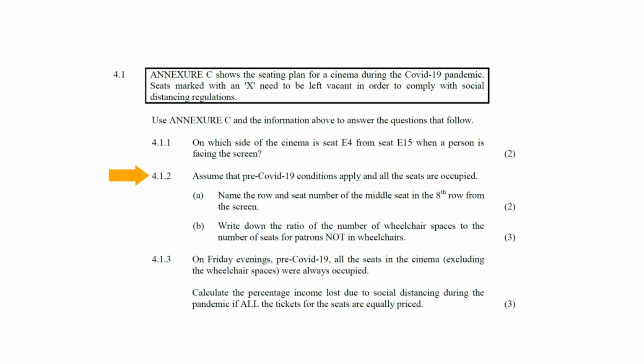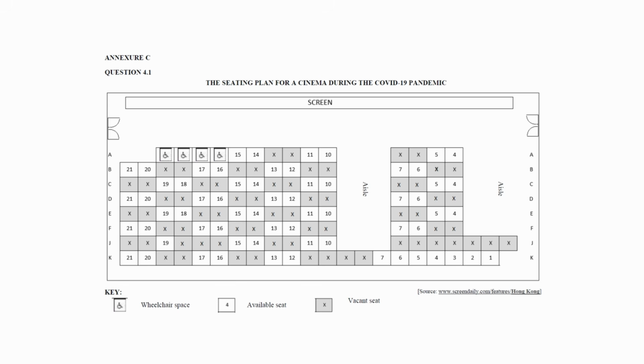In question 4.1.2, it is assumed that pre-COVID conditions apply and all seats are occupied. In question 4.1.2A, you have to name the row and seat number of the middle seat in the 8th row from the screen. Given that it is before COVID conditions, all seats would be available for use. The 8th row from the screen would be K. The number of seats in row K is 21, so the row and seat number in the middle of this row is K11.